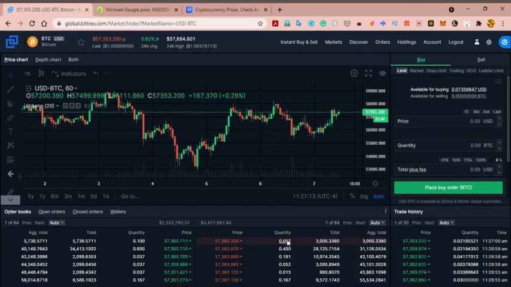So essentially all these people are saying, I would like to sell at this price and this quantity. Okay, so I would like to sell at this price for this quantity, and this gives a total value essentially in dollars. Okay, so really important that you understand what you're looking at. Okay, so same for the buys. Really easy.